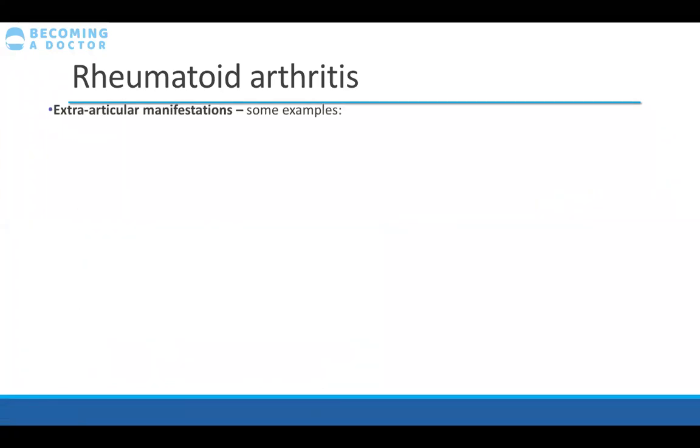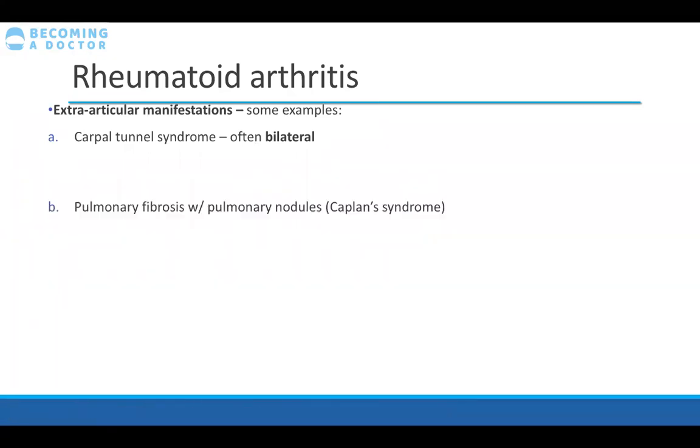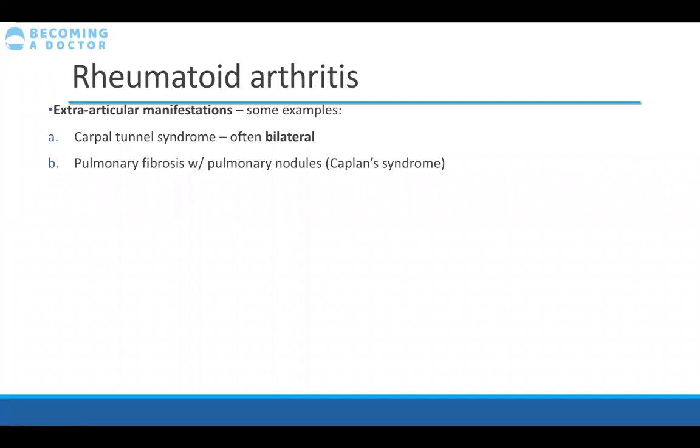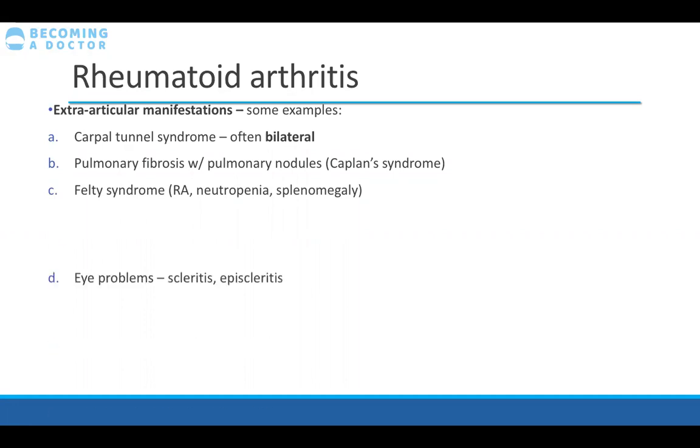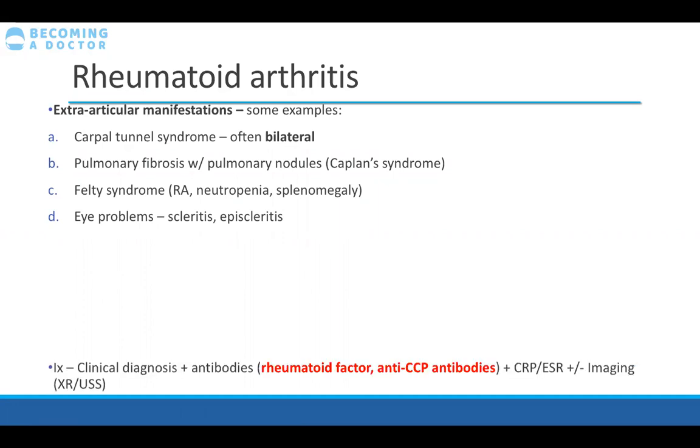So in terms of extra-articular manifestations, rheumatoid can have many extra-articular manifestations. One that you commonly might see is someone comes in with carpal tunnel syndrome, but it's bilateral. So if someone's coming in with bilateral, think rheumatoid in the back of your mind. Other things could be Kaplan syndrome, Felty syndrome, that's rheumatoid, neutropenia, and splenomegaly. They could present with eye problems like scleritis and episcleritis.